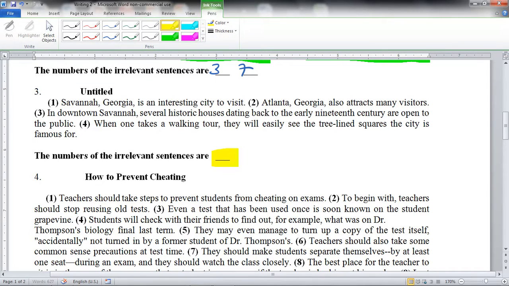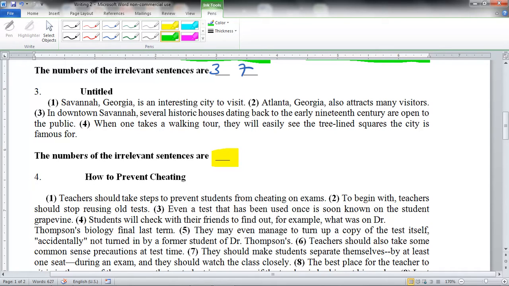Savannah, Georgia, that's a city in Georgia. Savannah, Georgia is an interesting city to visit. Atlanta, Georgia also attracts many visitors. In downtown Savannah, several historic houses dating back to the early 19th century are open to the public. When one takes a walking tour, they'll easily see the 3-line squares the city is famous for. Okay, hopefully the one that doesn't belong stands out to you.